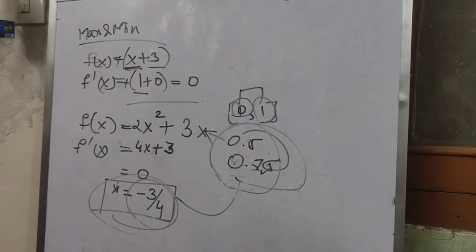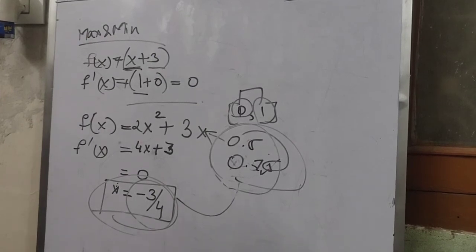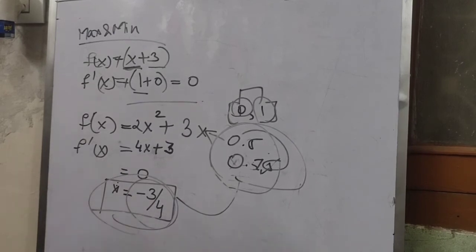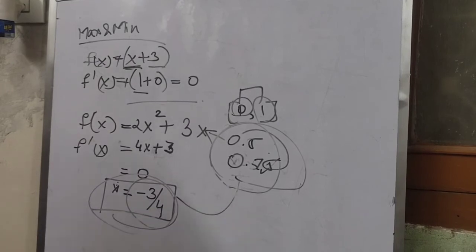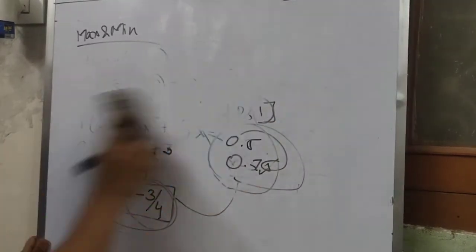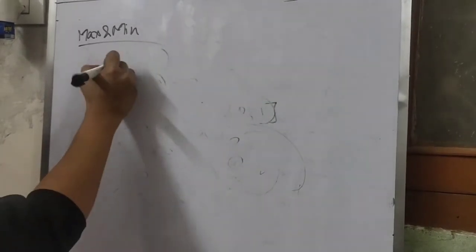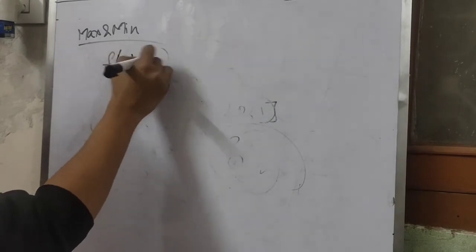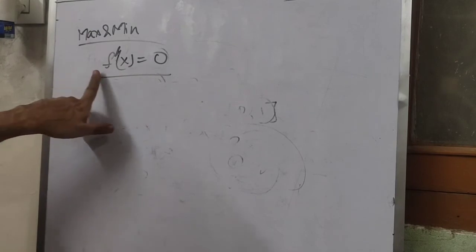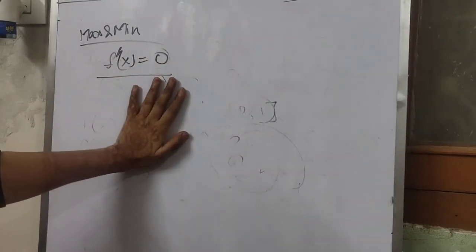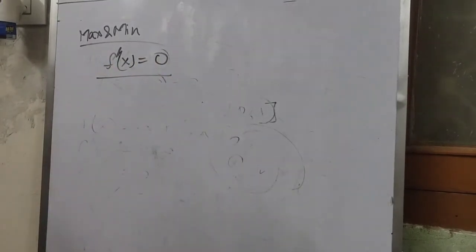Now we are going to do the second derivative test: how do we know that it is actually heading towards local maxima and minima? Whenever you have an answer which is equal to 0, that is, if your function has f dash x equal to 0, now your first derivative is equal to 0, and you are receiving your value.